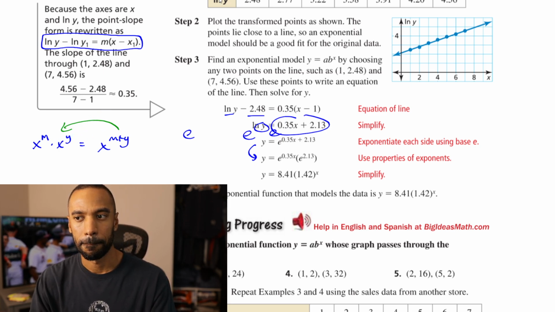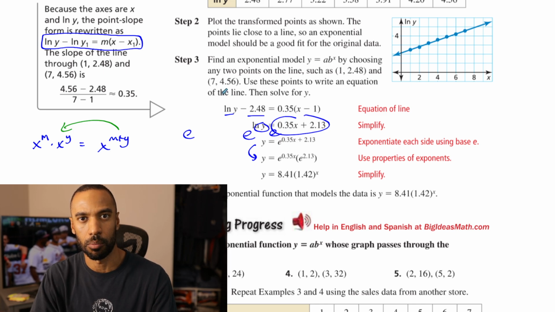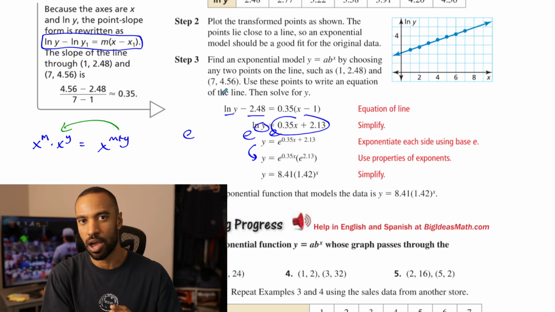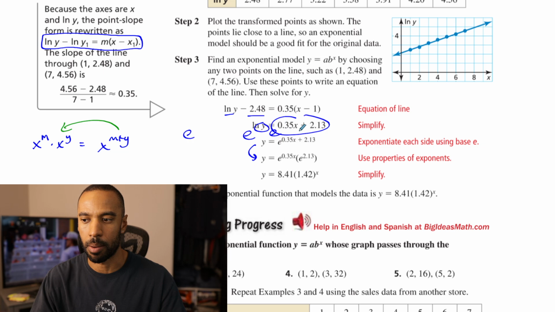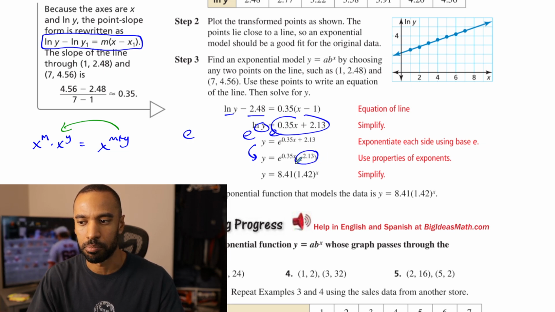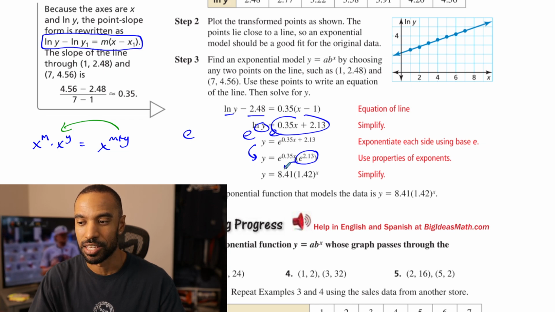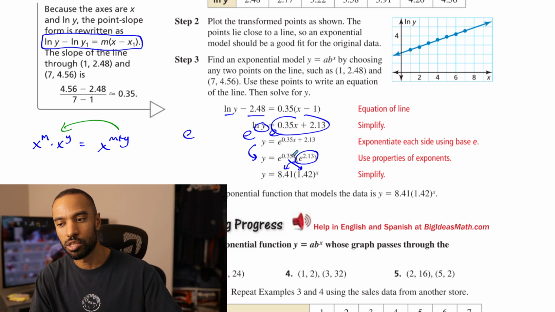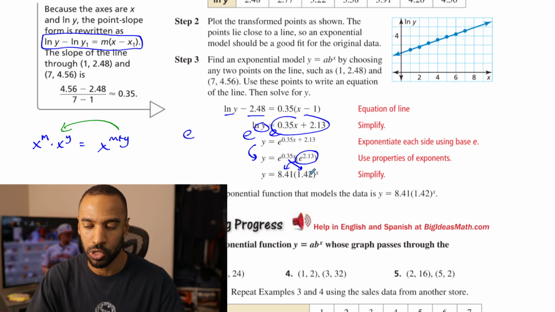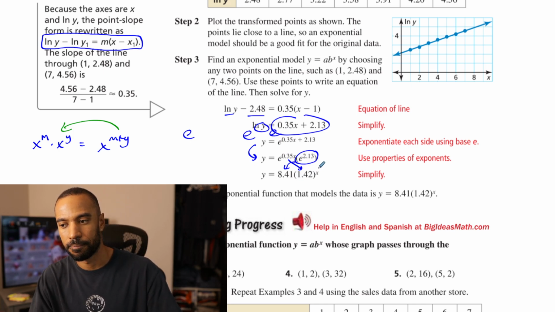Now, why would you do that? Because we want to write this in exponential form. We want an a times b to the x power. So we want an a number to represent, well, not the constant, but the y-intercept, I guess, in this case. This is your a value, and this is your b value here. If you do e to the 0.35, we should get 1.42, and that's still raised to the x power.